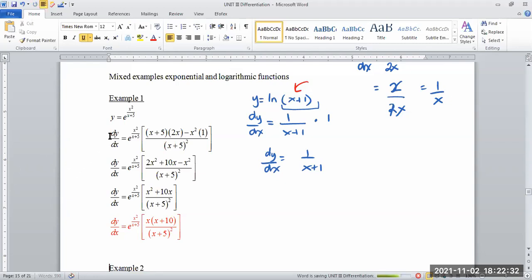The differential of e to the x is e to the x. Oh, sir, that's why I have this e to the x right there? Absolutely. So the differential of e to the x is e to the x. It cannot change.